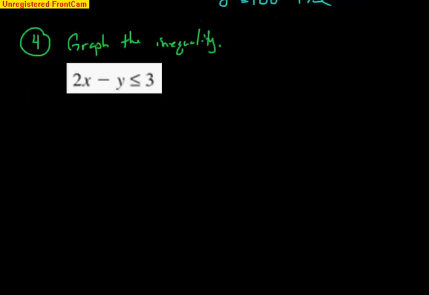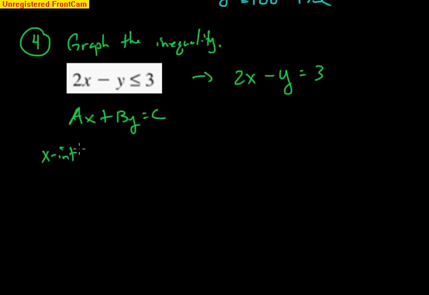Okay, here's the next problem. We're going to graph this inequality. 2x minus y is less than or equal to 3. Okay, so first thing I'll notice is that this is in standard form, ax plus by equals c. I'm going to ignore the inequality symbol for right now because I want to find the x and y intercepts. So I'm going to do that right here.